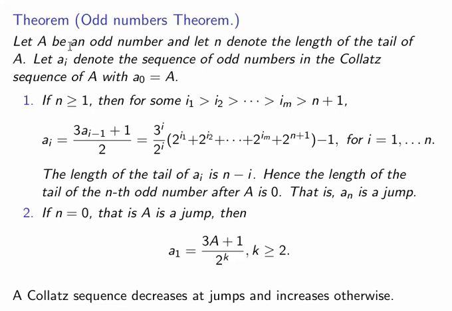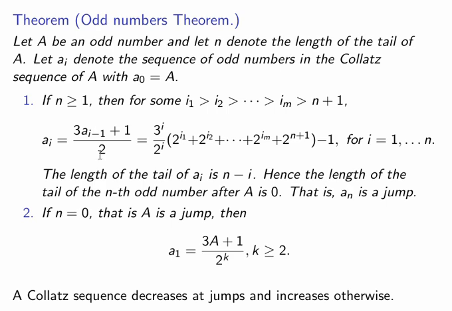Let A be an odd number and let n denote the length of the tail of A. Let A_i denote the sequence of odd numbers in the collapse sequence of A, with A_0 equal to A. So the first n odd terms after A will be given like this. Okay, this is a formula to get that. So it is A_i = (3A_{i-1} + 1)/2.